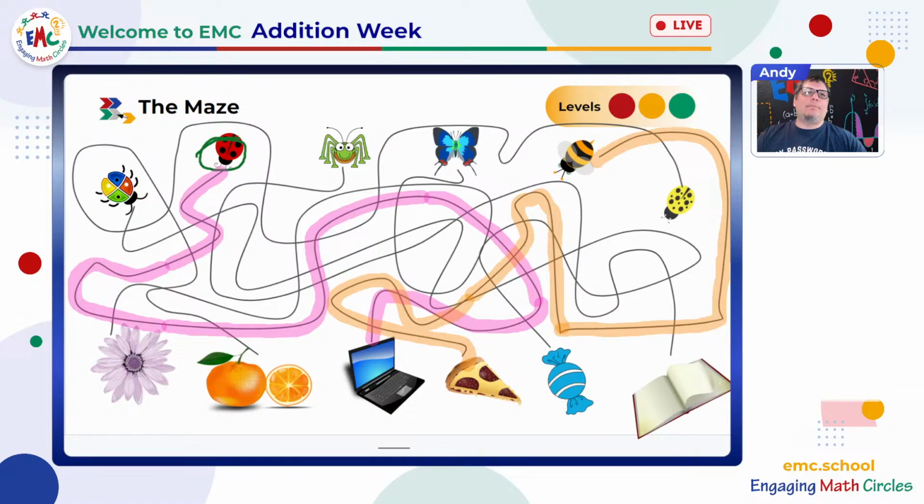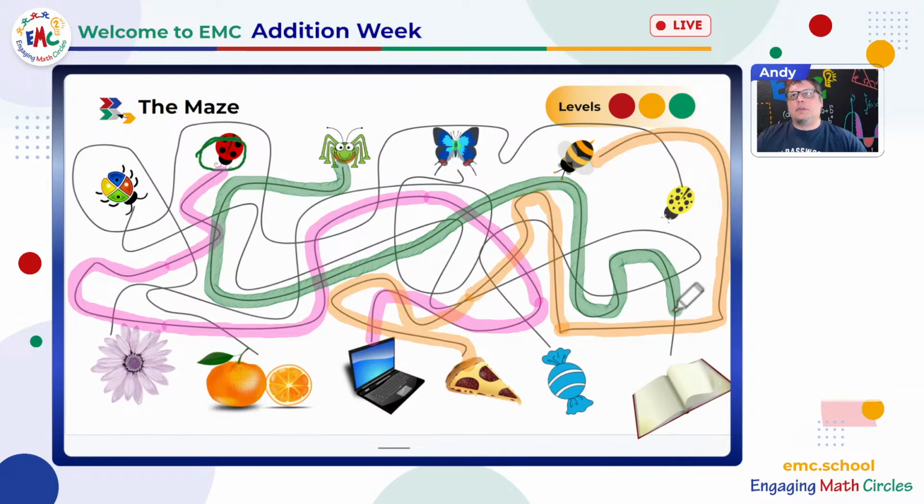What about my laptop? No, not my laptop. I meant to say grasshopper. Grasshopper, where are you going? Does he want candy or a book? He wants a book. Well, that is correct. Great job in chat.